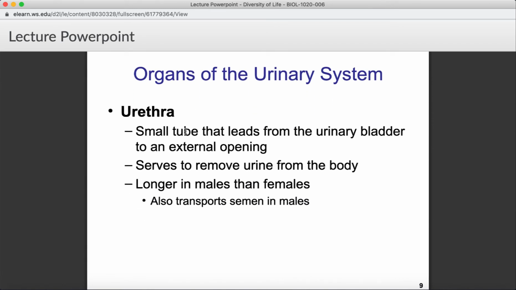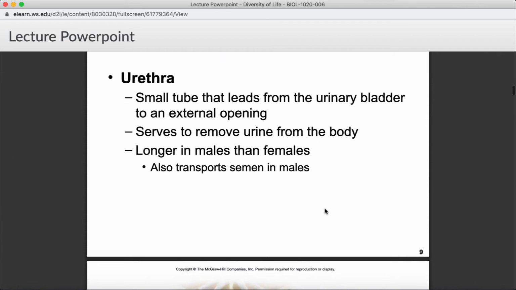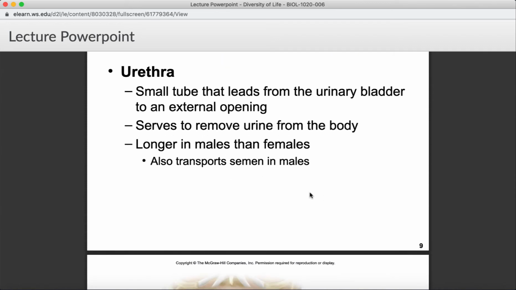The urethra is a small tube leading from the urinary bladder to an external opening, which is how you remove urine from the body. It is longer in males than females, and in males it also transports seminal fluid. Because the urethra is significantly longer in males, bladder infections are very uncommon in males, but relatively common in females.